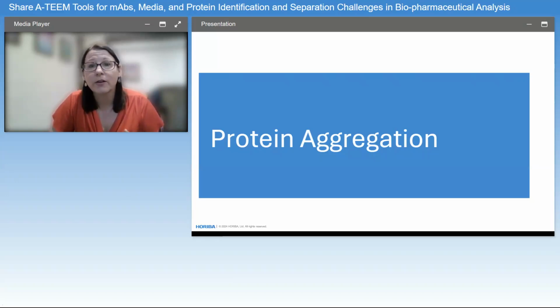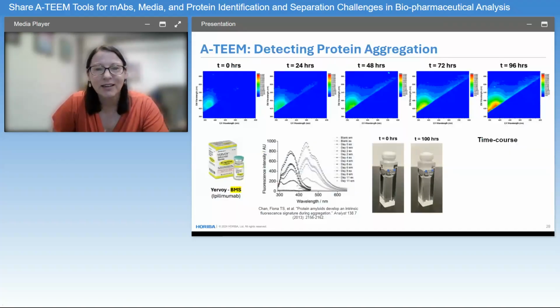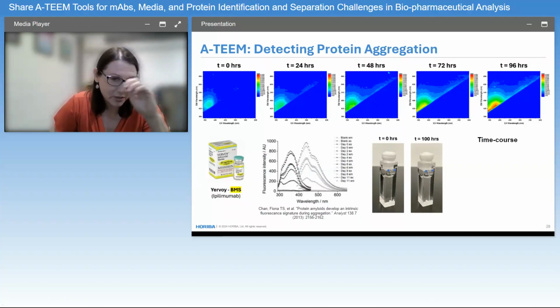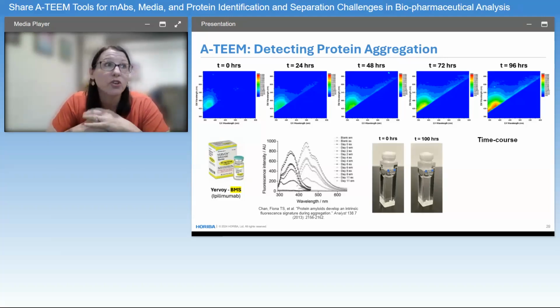And the last application I'll talk about is protein aggregation. So protein aggregation, whether it's wanted in your solution or unintentional, is something that A-TEEM can also detect. And there's a paper that was published some years ago, 2013, and there's been a few more recently in the past few years, showing that some proteins, when aggregated into amyloids, so structured aggregates, those structured aggregates can actually photoluminesce kind of like semiconductors.